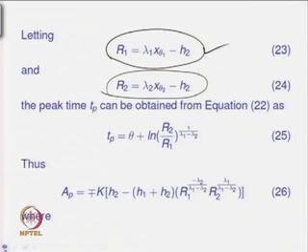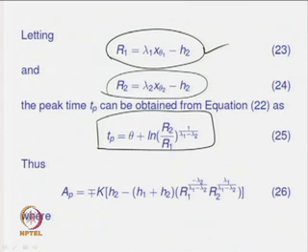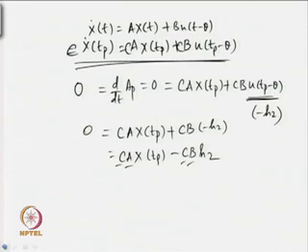So, Tp is obtained as Tp is equal to theta plus natural logarithm of the ratio R2 upon R1 to the power 1 upon lambda 1 minus lambda 2. So, when this Tp value is substituted in the expression for Ap, the expression for Ap we have already obtained.